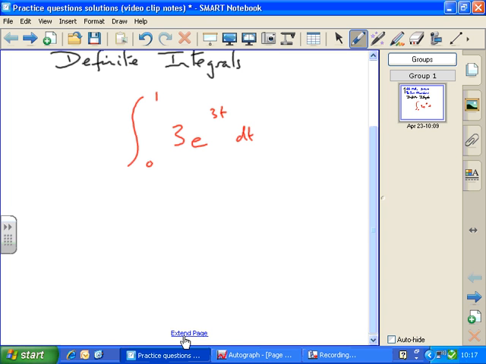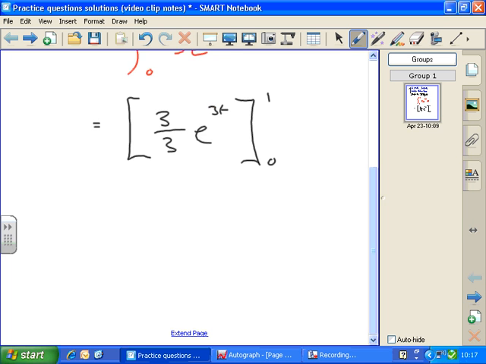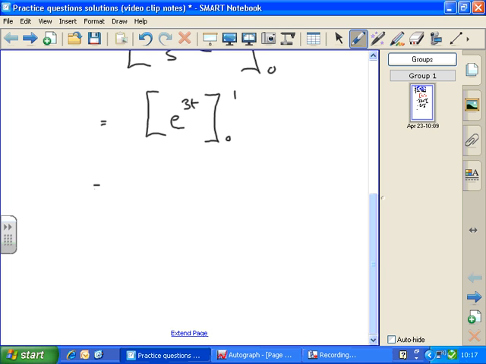So what I do is do the integral. In this case, it's quite a straightforward integral. I'll bring the 3 outside, so this becomes 3 over 3 e to the 3t, using the standard integral between the limits 0 and 1. 3 divided by 3 becomes 1, so this becomes just e to the 3t between 0 and 1. So all I do now is put in the limits.